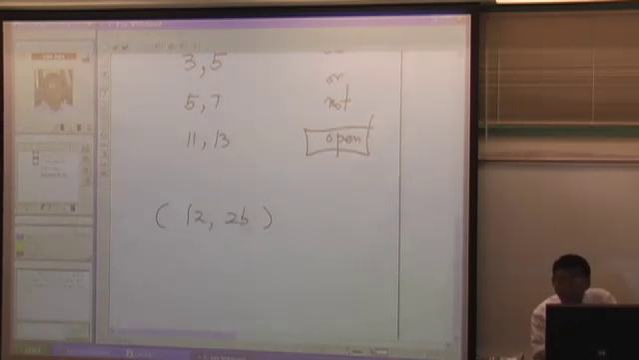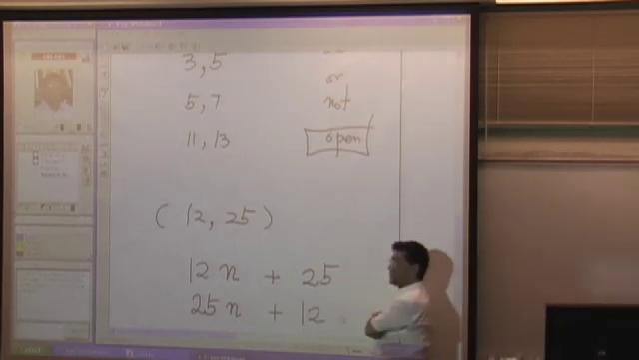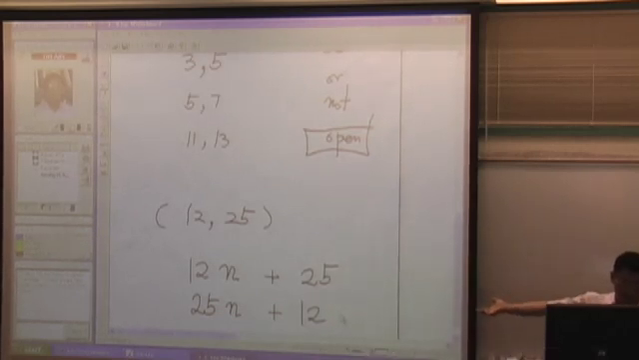25? Then, what about this kind of thing? 12 multiplied by any n, and then 25 added, or vice versa. 25 multiplied by any n plus 12. So the question is this. We have infinitely many numbers of this pattern. Then among these numbers, how many primes can we get? That's the question. Do you follow me or not?